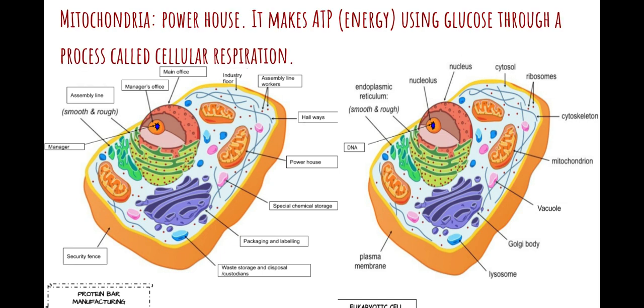Mitochondria. Mitochondria is like the powerhouse of the factory. It creates the usable form of chemical energy called ATP using glucose. Glucose is like the money you have in your bank account, and ATP is the ready cash that you can spend right away.